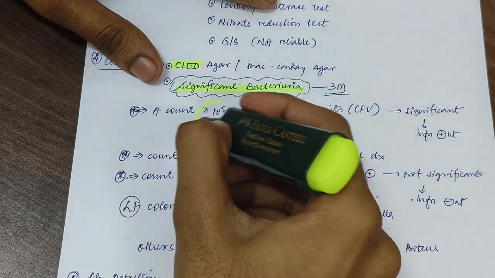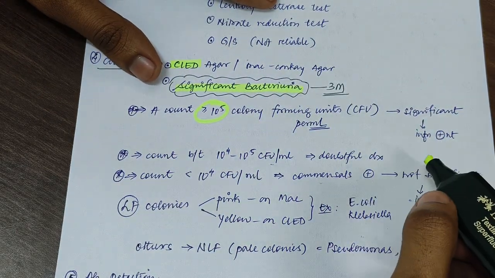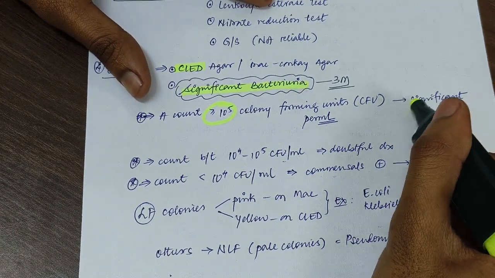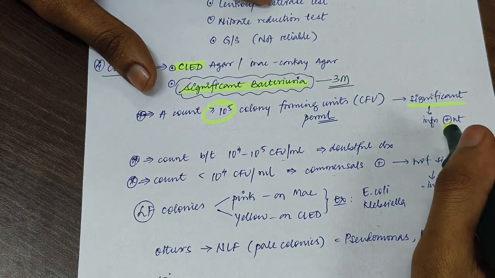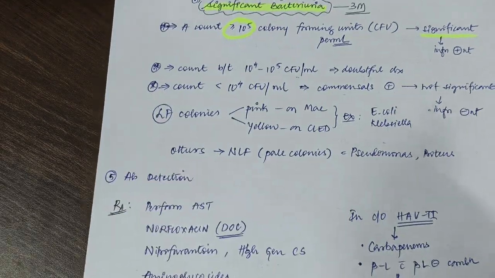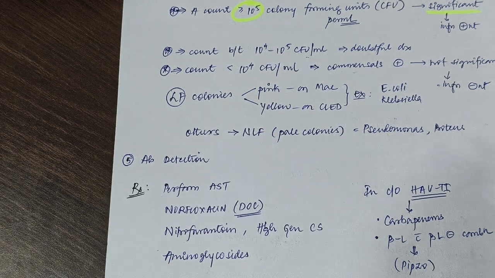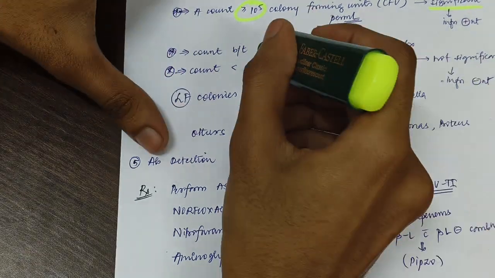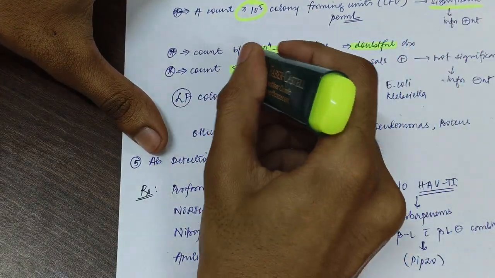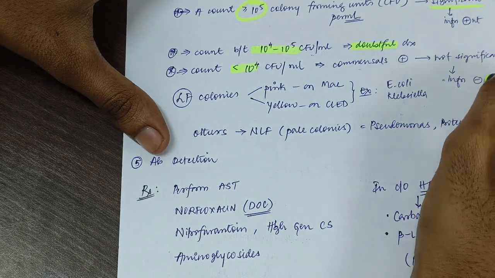So if the count is more than 10 to the power 5 colony forming units, it indicates significant infection, that is significant bacteriuria. Then if the count is between 10 to the power 4 to 10 to the power 5 colony forming units per ml, it is doubtful. If it is less than 10 to the power 4, it is negative.